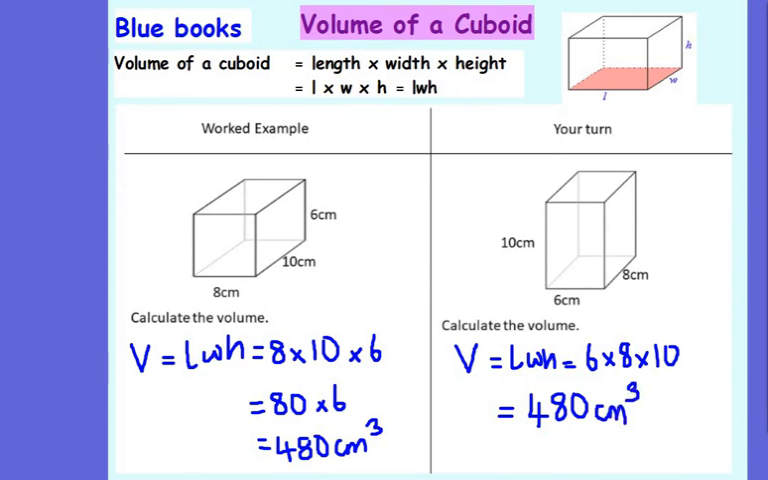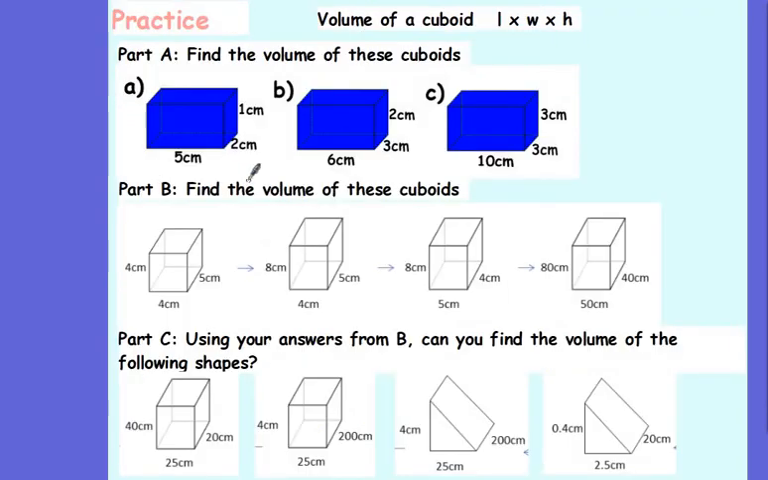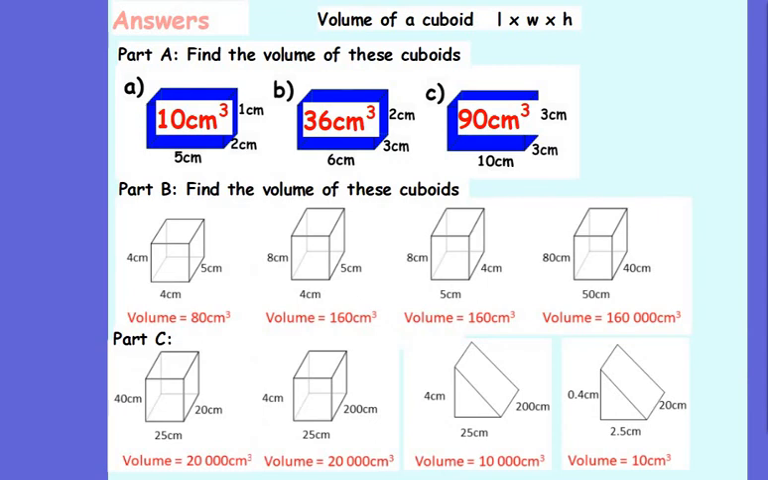Over to you, Year 8, in your light blue books. Please pause the video for 10 to 15 minutes and have a go at these 3 sections for me. Find the volume of the cuboids at the top, find the volume of the cuboids in the middle, and then can you use your answer from B? Can you find the volume of these shapes for me? Pause the video and answer those questions now, please. And these are the answers. Please check your work and see how you did.